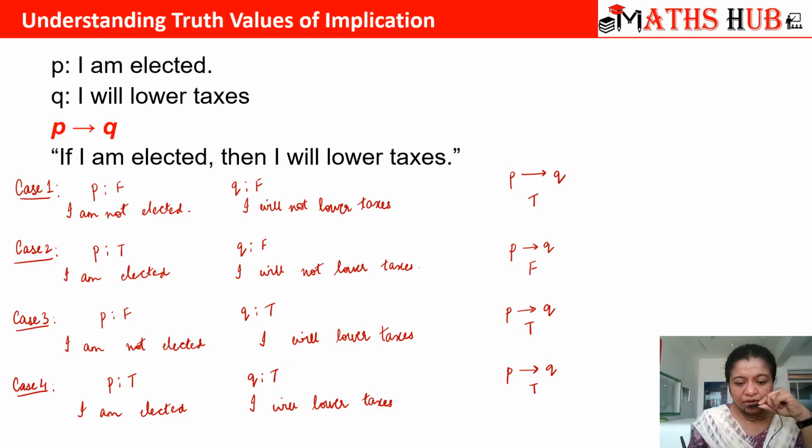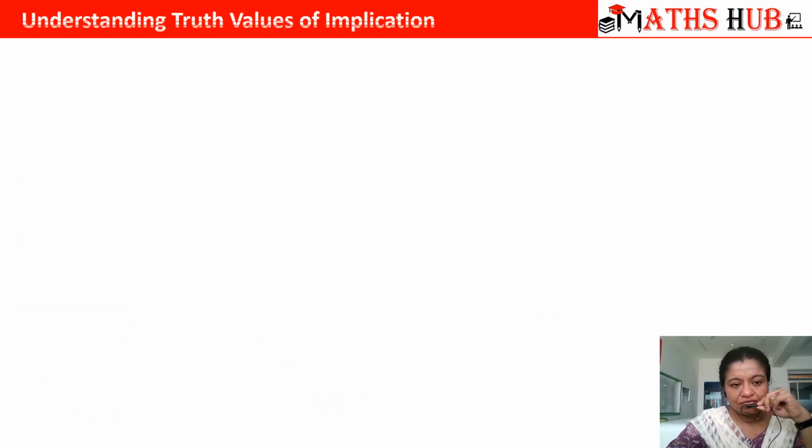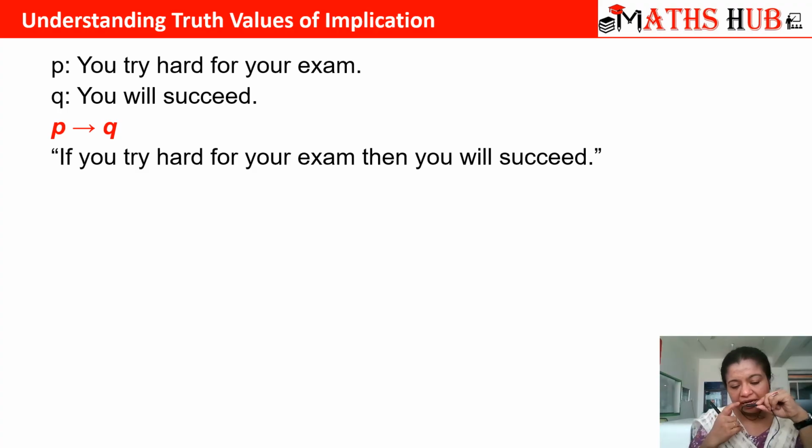That means it is only coming out to be false when P is true and Q is false. In the rest of all the cases, P implies Q is always true, right? So I think now the implication truth table is clear with the help of this example. So I will also focus on another example so that you get this topic. So now let us take the second example.